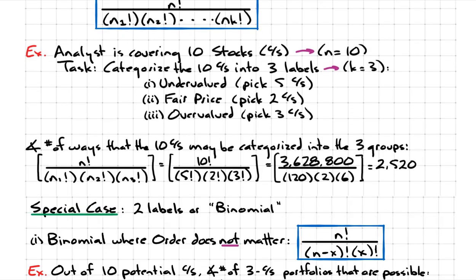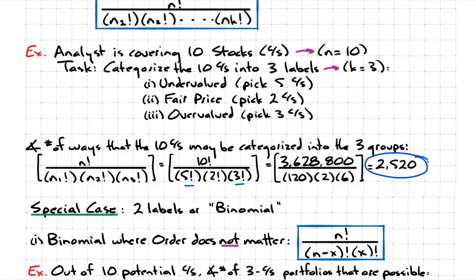So therefore, to calculate the number of ways that 10 stocks may be categorized into 3 groups, there's that framework. But here's what we do. We look at the total number of objects, and we take its factorial, so 10 factorial, divided by the number of objects for each label. And of course, we take the factorial of the number of objects. So then when you work these out, you get this number, so 2,520.